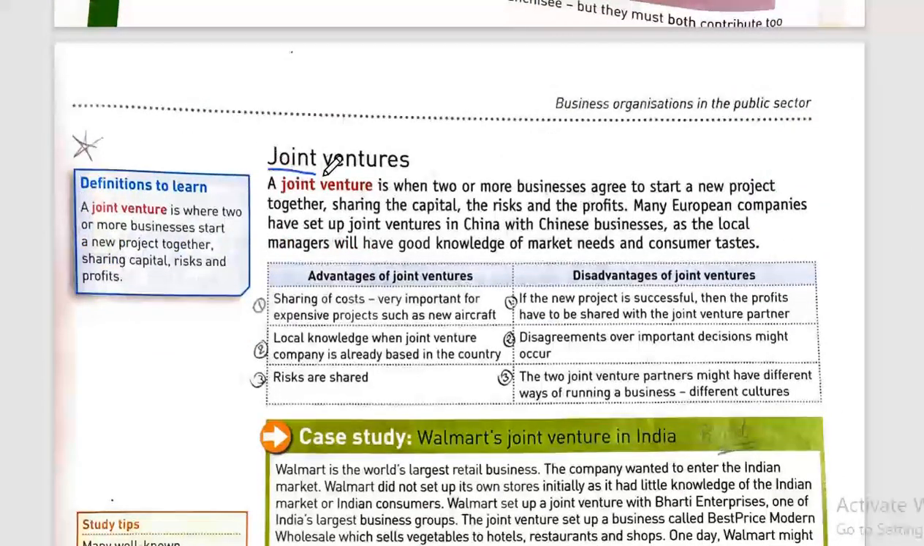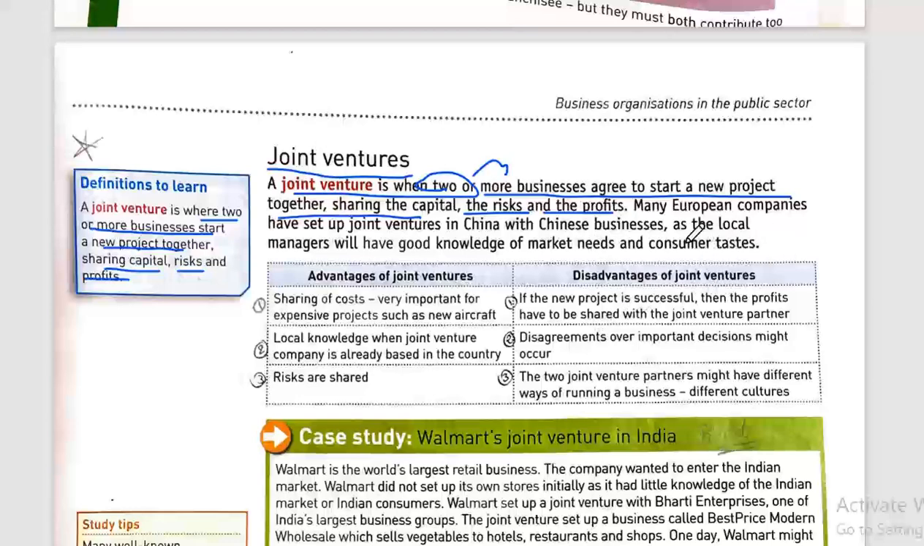Joint venture. A joint venture is where two or more businesses start a new project together, sharing capital, risk, and profit. So, a joint venture, we said, is when two or even more businesses agree to start a new project together, sharing capital, risk, and profit. These are the features or the characteristics of a joint venture.